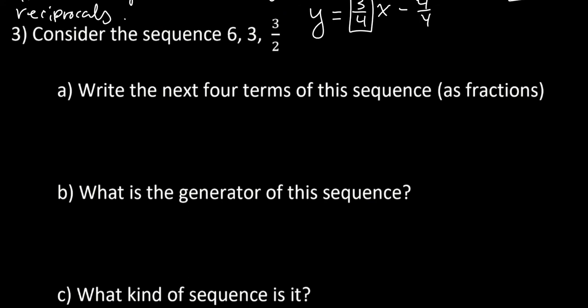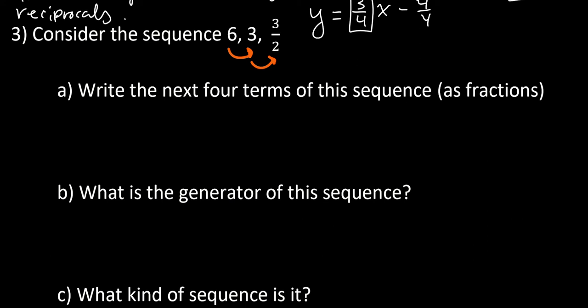Okay. It says, consider this sequence that goes from 6 to 3 to 3/2. As I look at that, I can see every single time it's half as much as the previous term. In other words, I'm multiplying by the number 1/2 each time. 6 times a half gives me 3. 3 times 1/2 gives me 3/2. So the next thing it says is write the next 4 terms of this sequence as fractions.